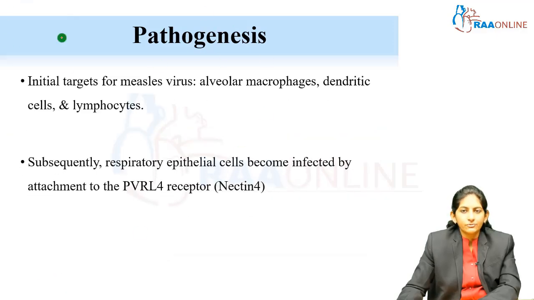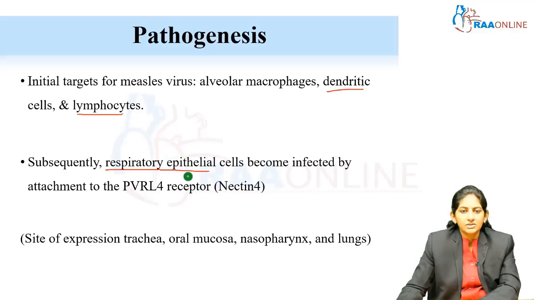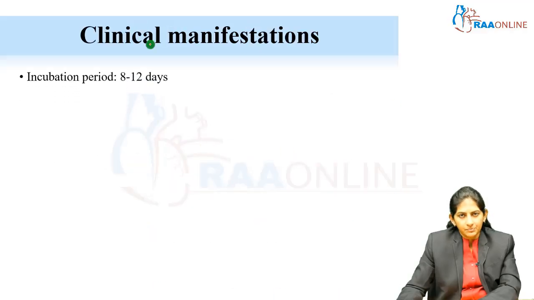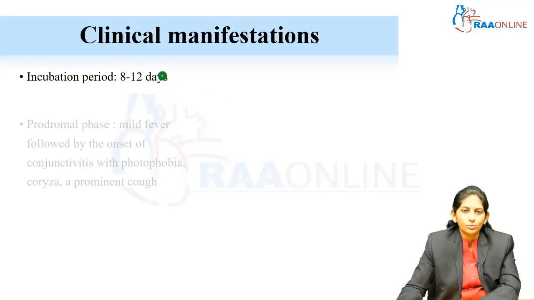The initial target for measles virus will always be lymphocytes and dendritic cells. Then the respiratory epithelium is where the predominant attachment happens. They get expressed over the trachea, mucosa, nasopharynx and the lungs. This is where sloughing or necrosis of the epithelium happens. The incubation period is somewhere between 8 to 12 days, less than 2 weeks.